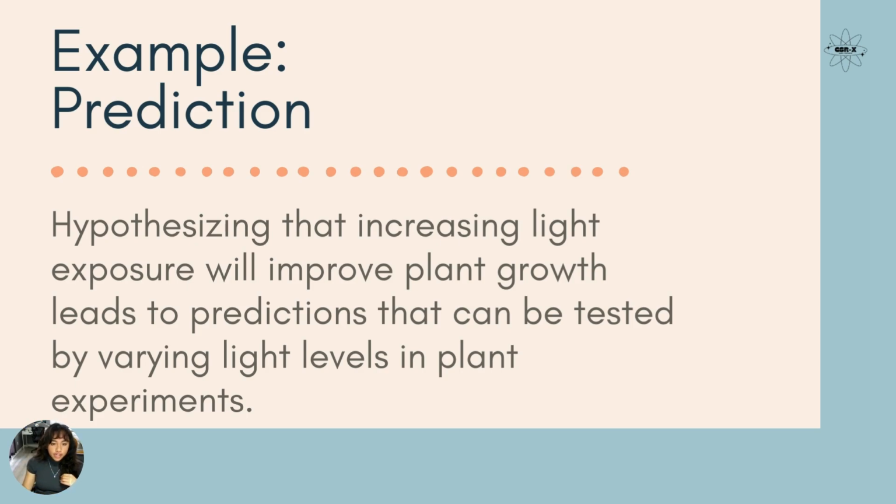This helps with your prediction. Hypothesizing that increasing light exposure will improve plant growth leads to predictions that can be tested by varying light levels in a plant. So this hypothesis helps you figure out what your independent variable is. Since you're hypothesizing increasing light exposure, you're going to be looking at different light levels.